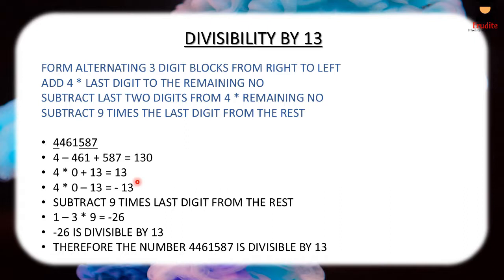After this step, I need to subtract 9 times the last digit from the rest. So the last digit is 3. 9 into 3 will give me 27. The rest of the number is actually 1. So 1 minus 27 gives me minus 26. Minus 26 is divisible by 13. So I can say that my entire number is divisible by 13.